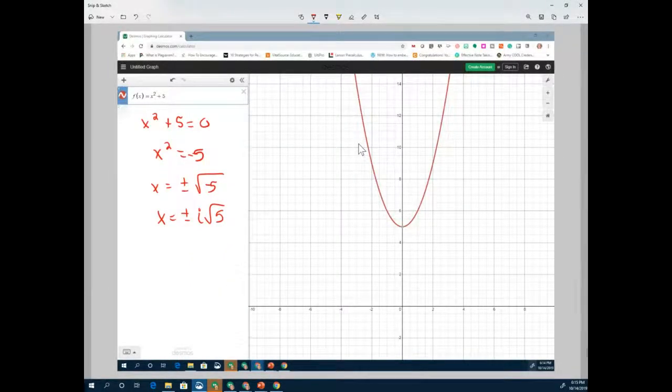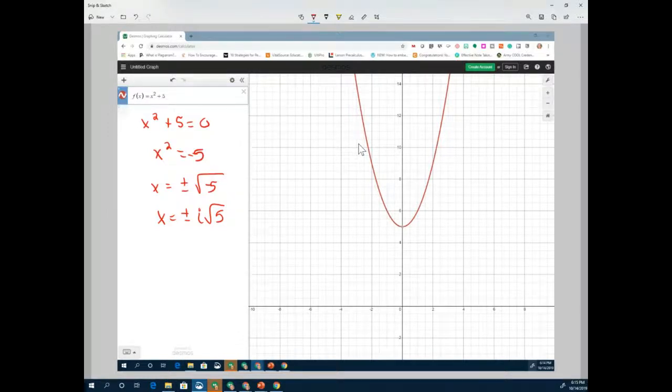Okay. So if you set this equal to 0, you'd have x squared plus 5 equals 0, and then you would be solving for x. So I'd be subtracting 5 from both sides to give me x squared equals negative 5. Then I need to take the square root of both sides. So that would give me x equals plus or minus the square root of negative 5. The square root of a negative is an imaginary number, so we pull out an i. So we have x equals plus or minus i times the square root of 5. That is a complex zero.